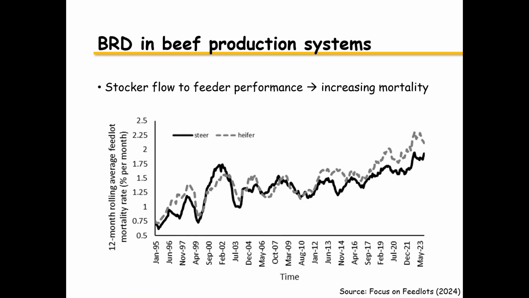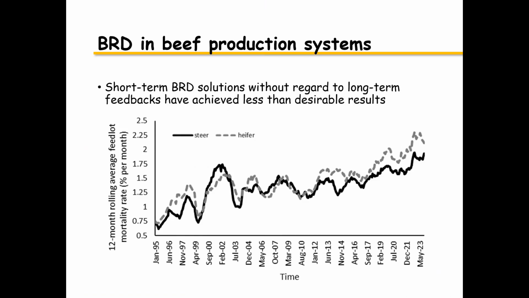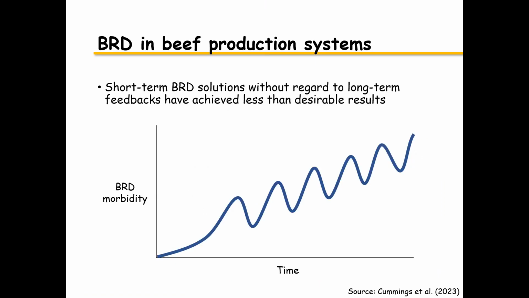And so working with Dr. Cummings and Dr. Groves, we transferred this to think about what BRD morbidity might look like over time, given the data that we've seen in the supply chain and the operations that they're working with. And so we sketched out their mental model, their experience of what they've seen. And what you see here is that morbidity increases sharply with sharp declines.